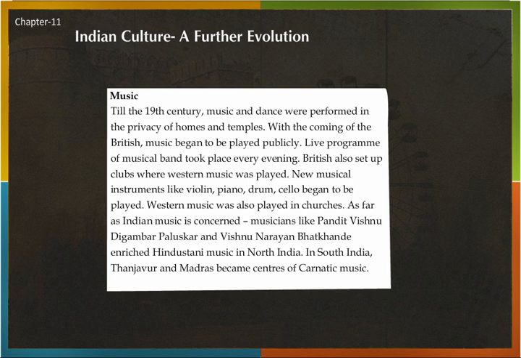Music. Till the 19th century, music and dance were performed in the privacy of homes and temples. With the coming of the British, music began to be played publicly. Live programs of musical bands took place every evening. The British also set up clubs where Western music was played. New musical instruments like violin, piano, drum, and cello began to be played. Western music was also played in churches.